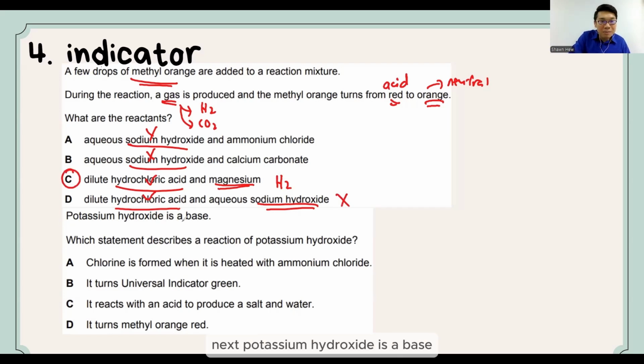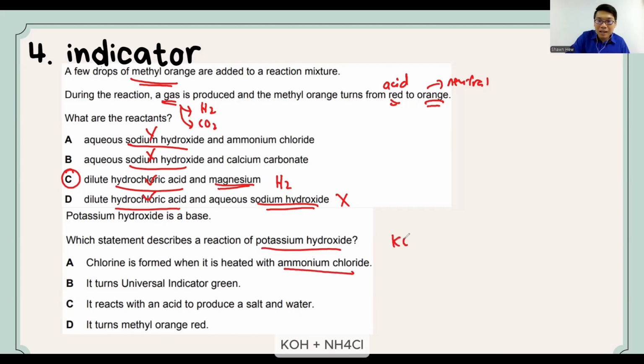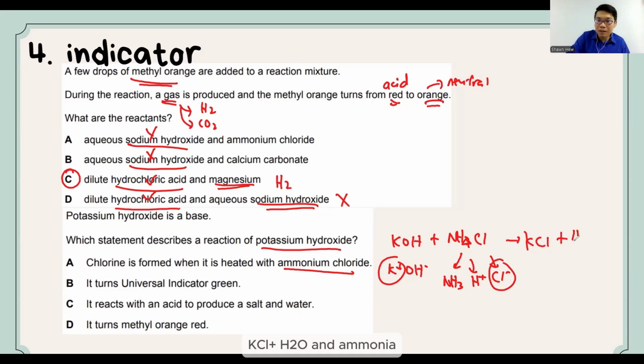Next, potassium hydroxide is a base. Which statement describes a reaction of potassium hydroxide? Chlorine is formed when it's heated with ammonium chloride. KOH plus NH4Cl will form KCl plus H2O and ammonia. So it won't form chlorine.